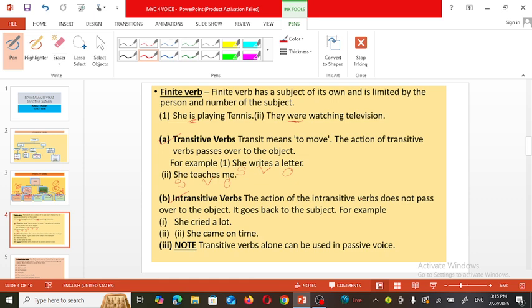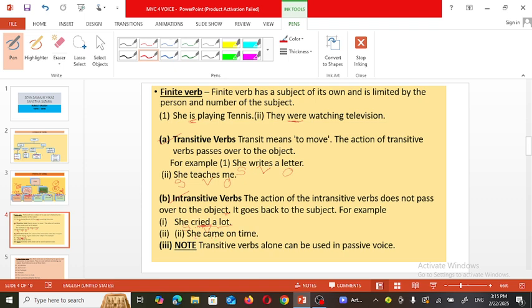Now when we are discussing intransitive verbs, the action of an intransitive verb does not pass over to the object. The presence of an object is not always necessary in the sentence, or it is not necessary that an object should follow the verb, and it goes back to the subject. For example, she cries a lot. So, she cried a lot. Here she is the subject, and cried is the verb. And how much did she cry? A lot. So it gives information about the action, but it is not followed by an object.